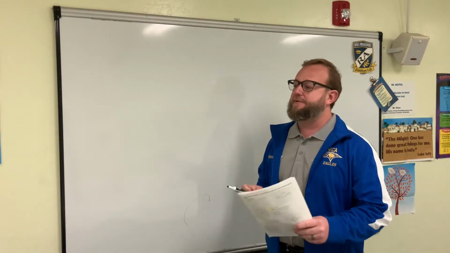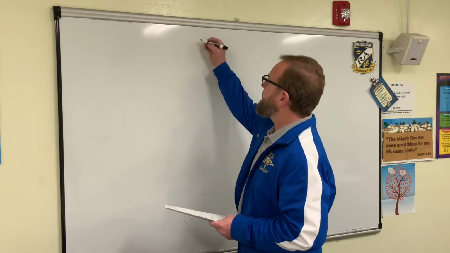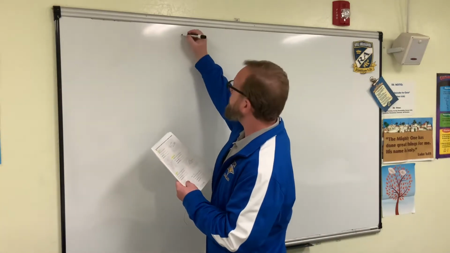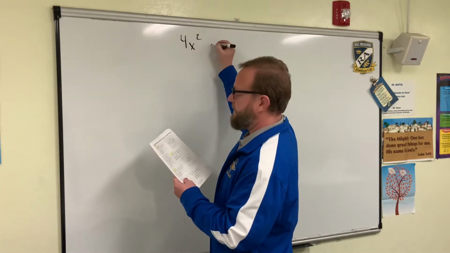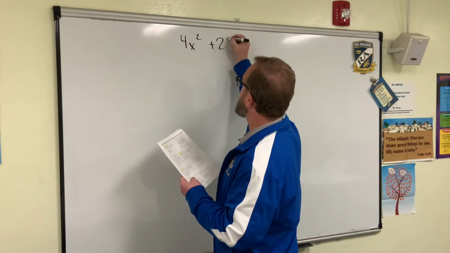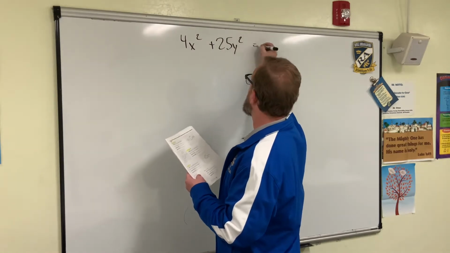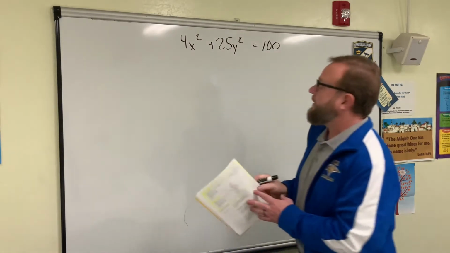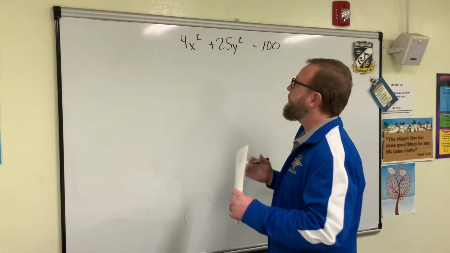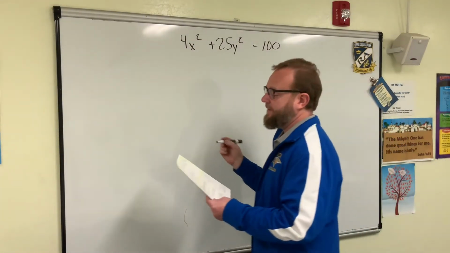When we were discussing these things yesterday, I was trying to decide whether I liked the way it was presented here or not. What it's talking about probably doesn't make a whole lot of sense until we actually start one of the problems. So looking at number one, 4x squared plus 25y squared equals 100.